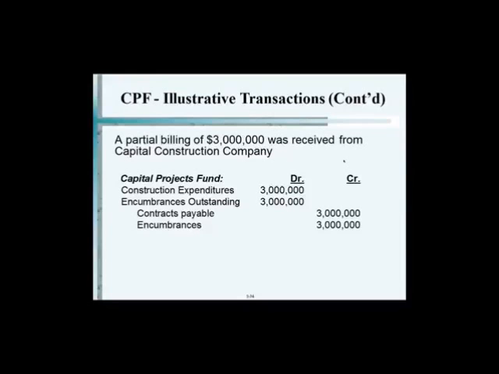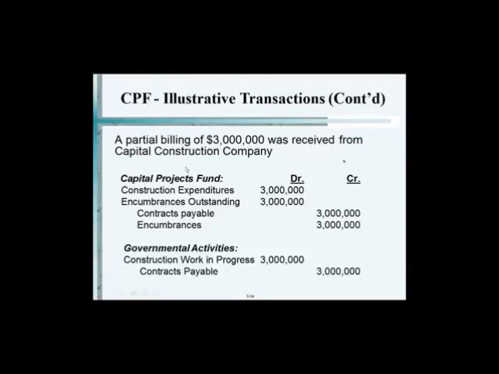Okay, so here's the construction expenditures. You recognize it. Again, the way to remember this is the basics. With governmental expenditures, usually there's an encumbrance. When you pay the item, you reverse the encumbrance, and then you record the transaction. Notice, instead of construction expenditures, you have construction work in progress, because there is no expenditures in the full accrual basis. This is what? An asset account, construction work in progress. This is not an asset account. This is expenditures.